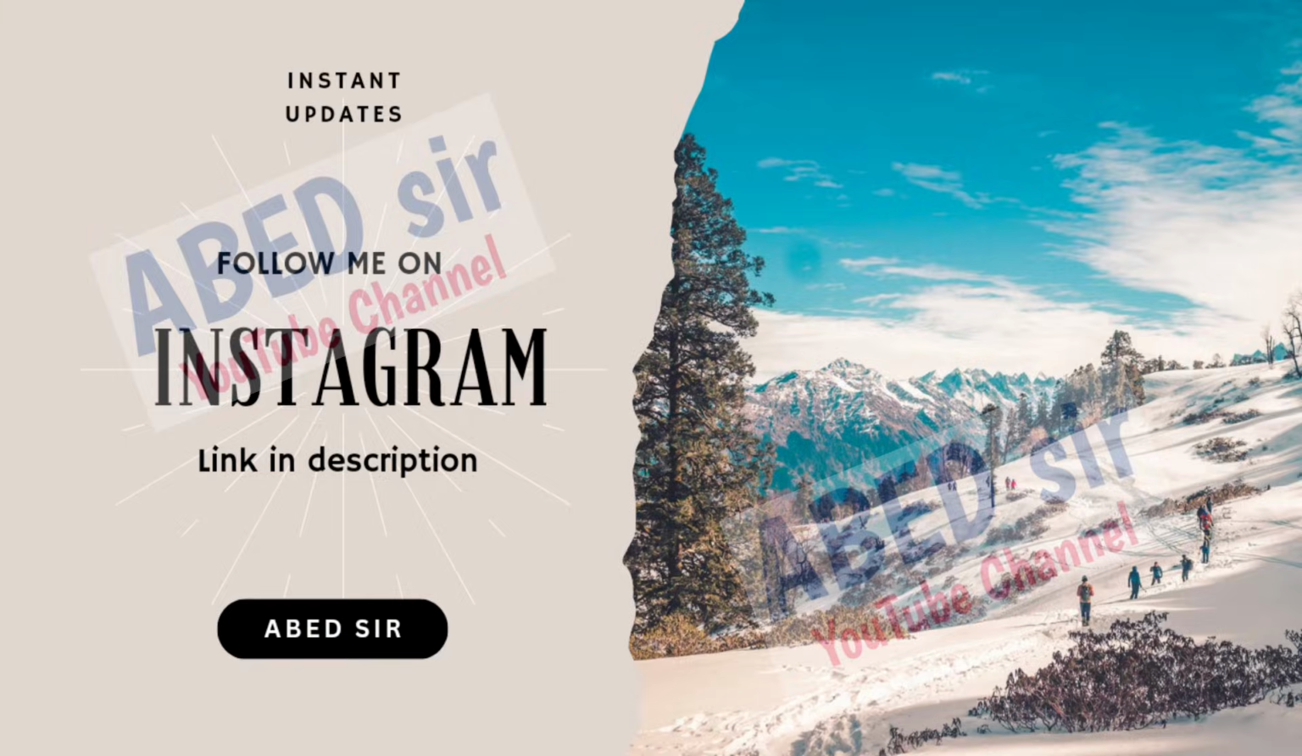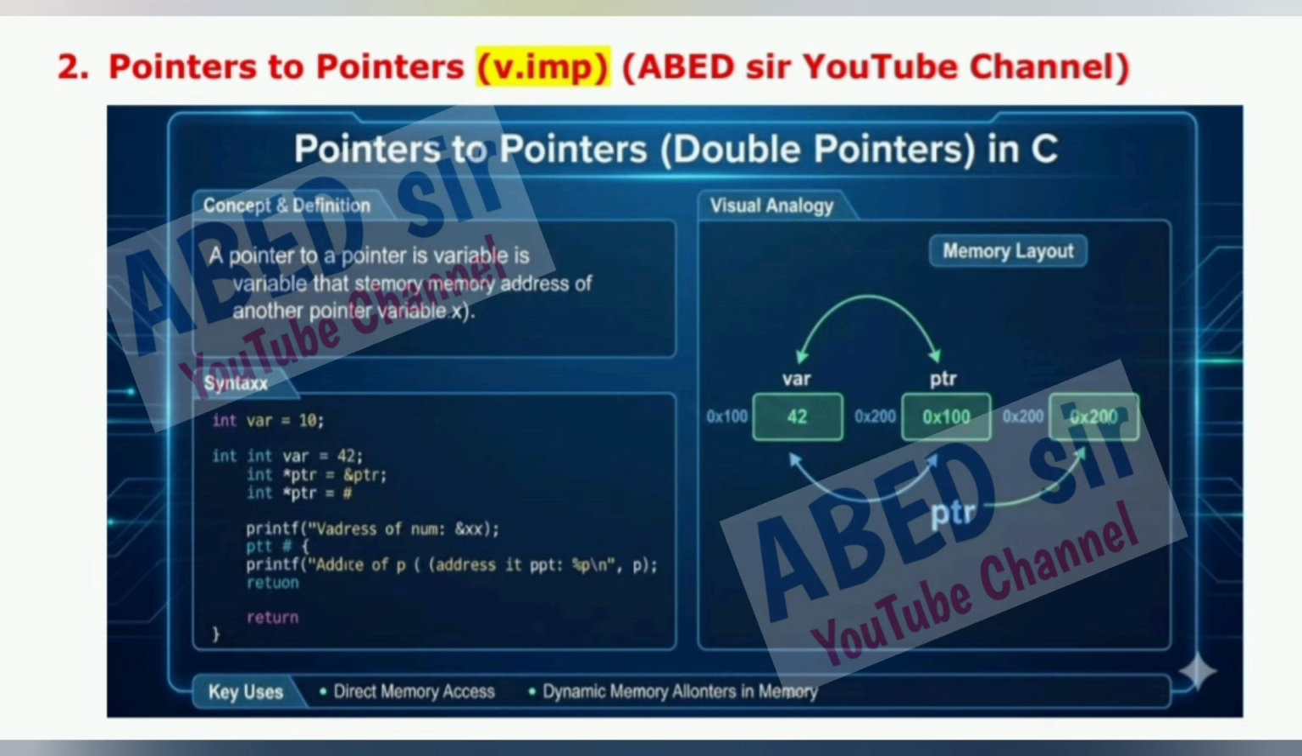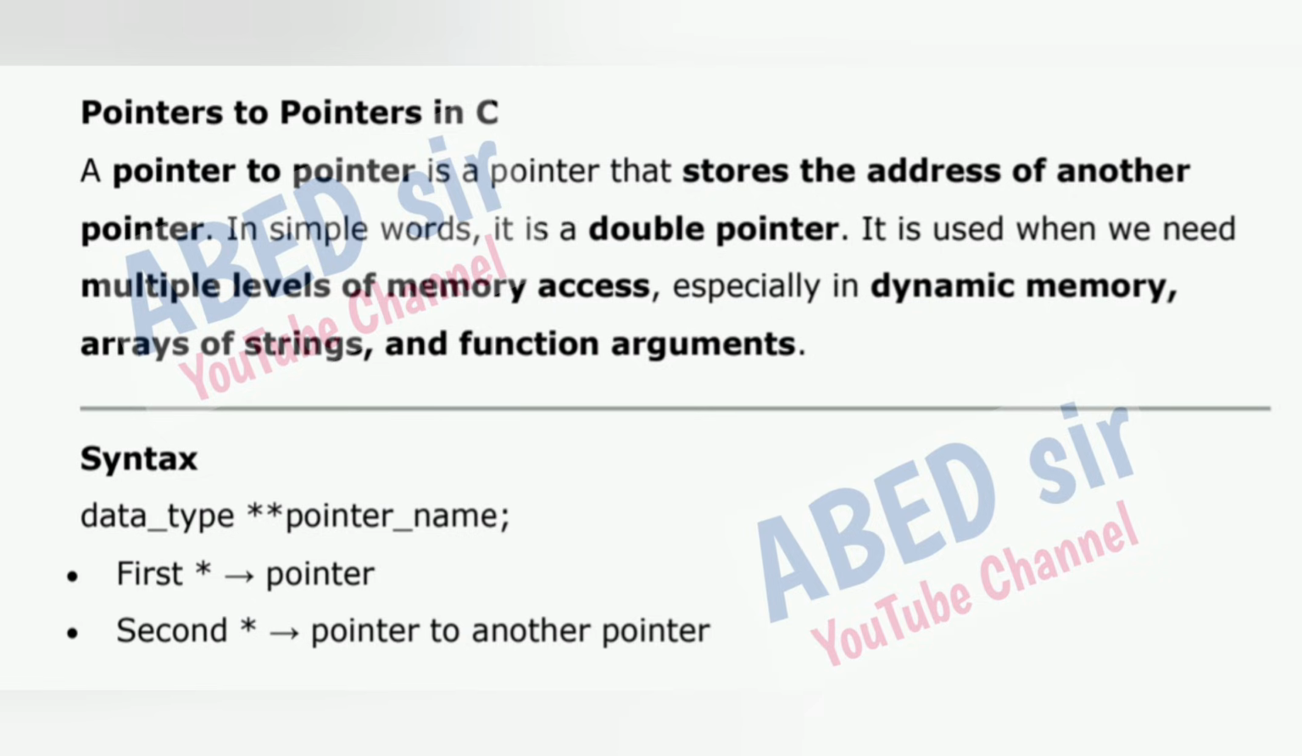Next important short question is 2. Pointer to pointer in C. A pointer to pointer is a pointer that stores the address of another pointer. In simple words, it is a double pointer. It is used when we need multiple levels of memory access, especially in dynamic memory, arrays of strings, and function arguments. Syntax: data_type **pointer_name. First asterisk: pointer. Second asterisk: pointer to another pointer.